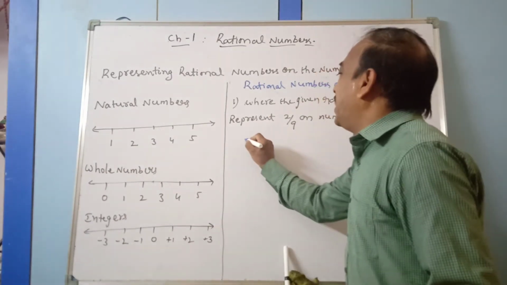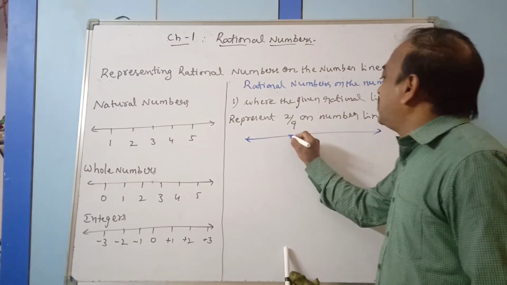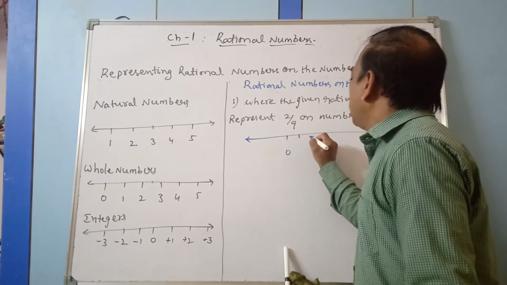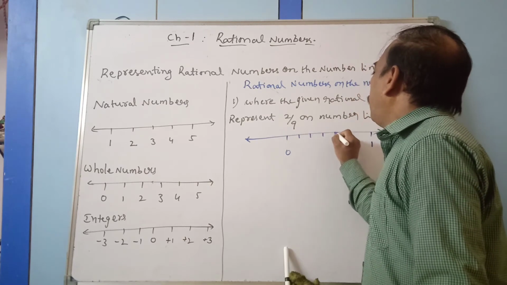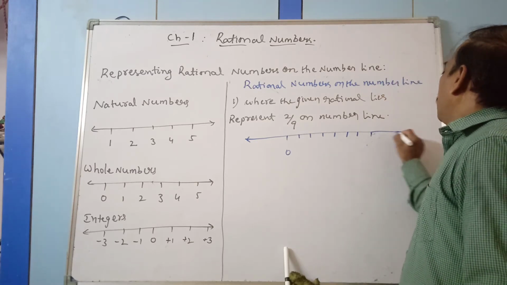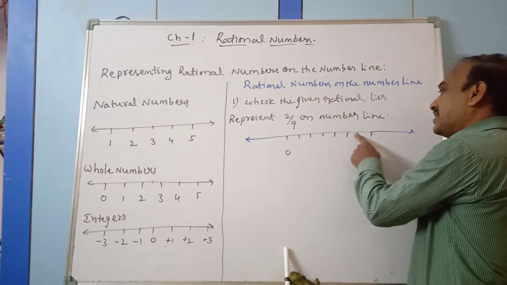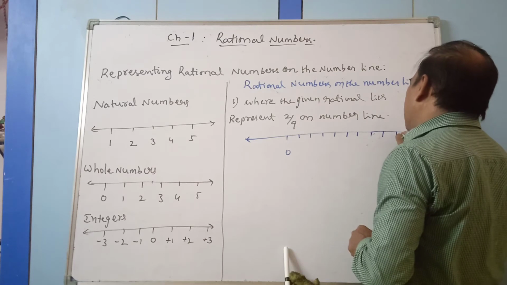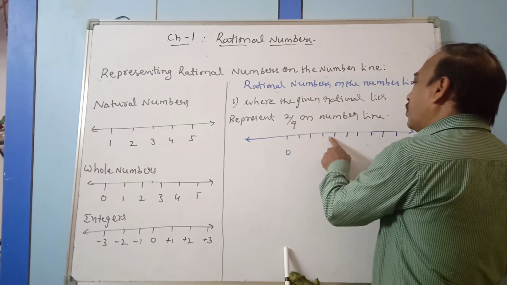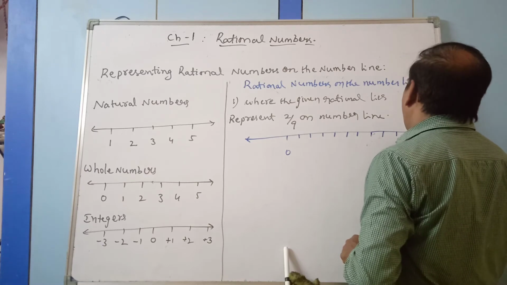So between 0 and 1, how many equal divisions do you have to take? See the denominator: 9 equal divisions. This is 0 and this is 1. We'll extend the line. First division, second, third, fourth, fifth, sixth, seventh, eighth, and this is ninth. 9 divisions we have. So this is 1.